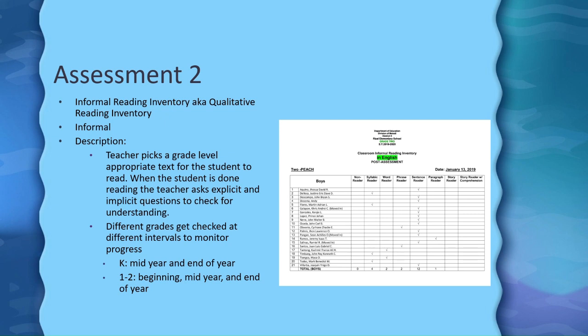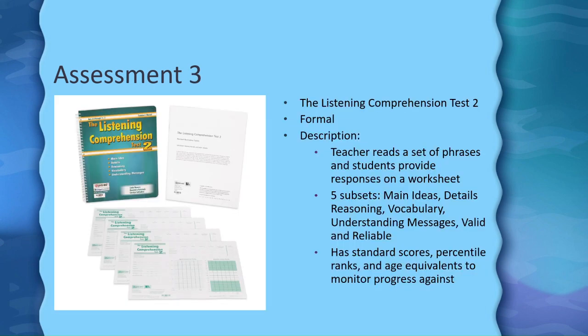On the right, I have a chart of what your data that you collect from it would look like. So you see you have everybody's names, so you can see how each student is progressing, and then also how your class in general is progressing, just to make it a little easier to adjust for the entire classroom and to give you a solid idea of any weaknesses in the concepts that they may have, so that you can adjust your lessons accordingly. So for the third assessment, we have the listening comprehension test. This is a formal assessment, and within it, the teacher reads a set of phrases, and then to those phrases, the students provide responses on a worksheet.